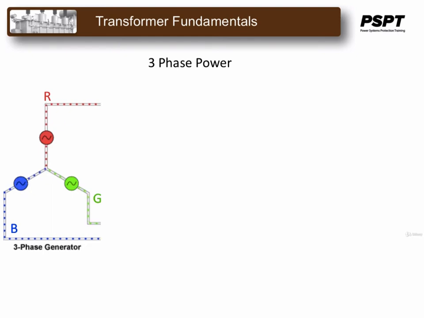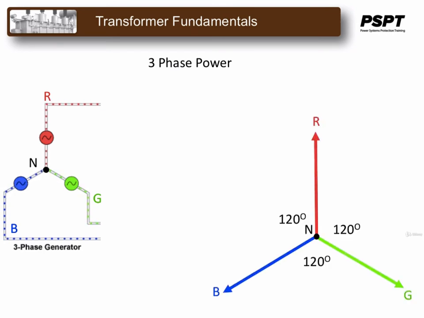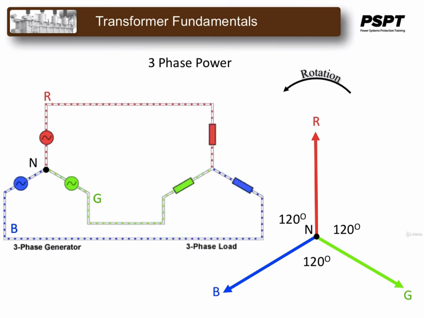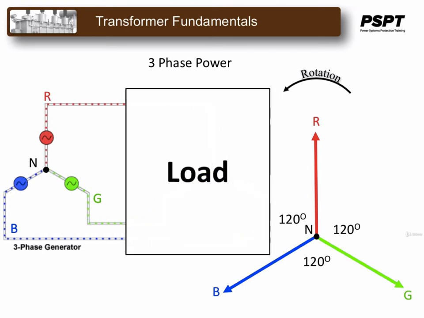When considering three-phase power generation, you can assume that it's made up of three single-phase generators connected together on one terminal. The generated voltage vectors or phasors are 120 degrees apart and rotating counterclockwise at 60 cycles a second. The loads can be connected in various configurations. Shown here is a Y-connected load. However, the load can be any configuration.